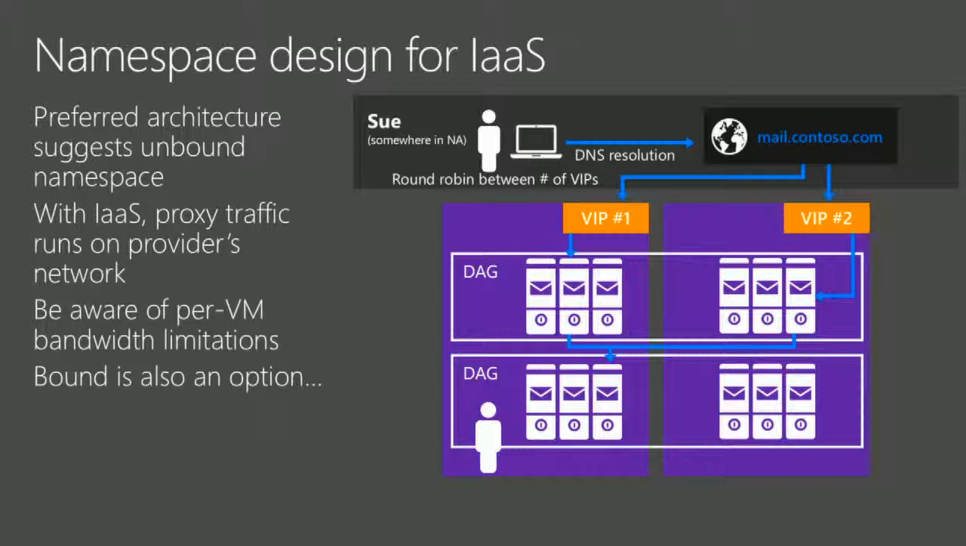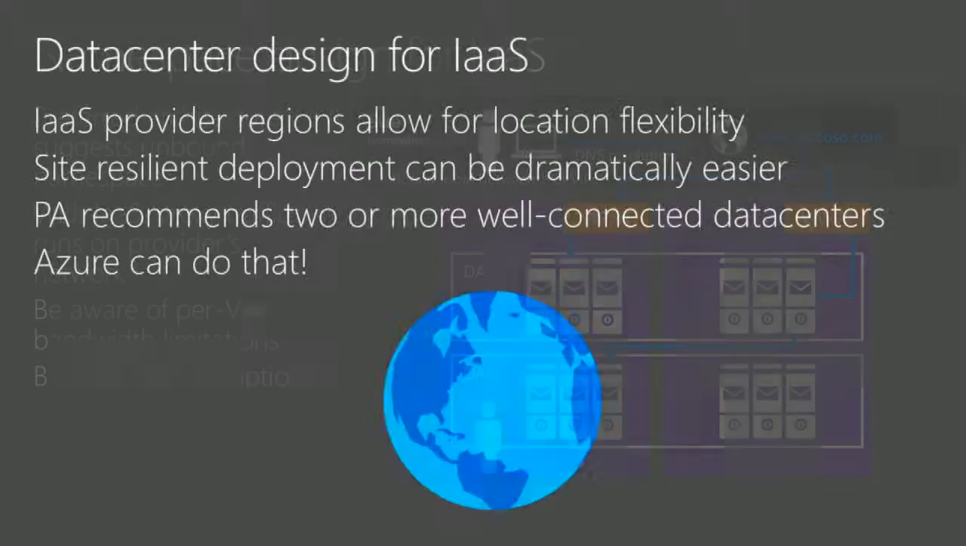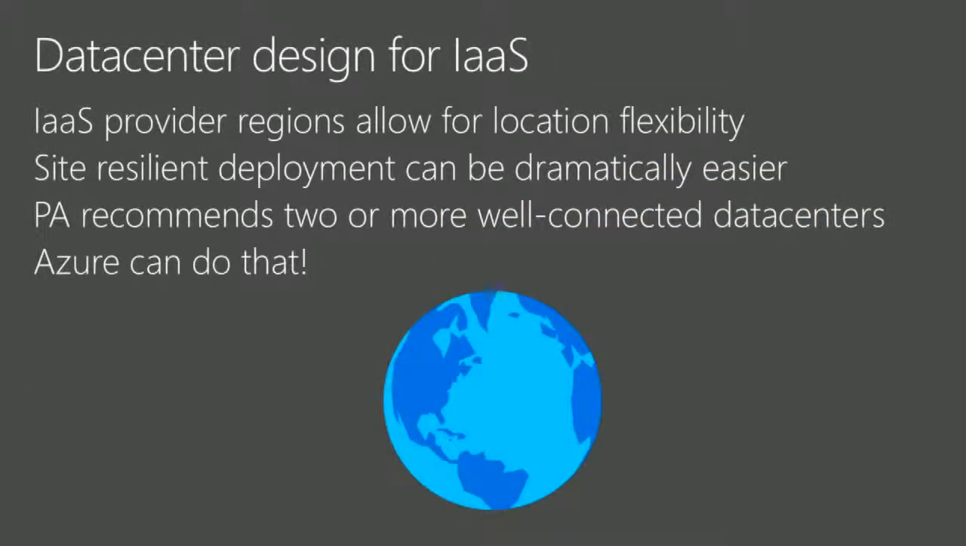So you still have the option of doing a bound namespace if that makes sense for a particular business requirement, but unbound is absolutely possible and even easier with IaaS potentially than it would be otherwise. The preferred architecture talks about deploying multiple sites in multiple regions, essentially spreading out the chance for some sort of natural disaster to impact Exchange.